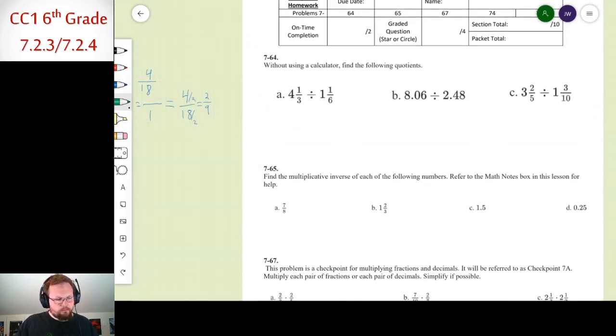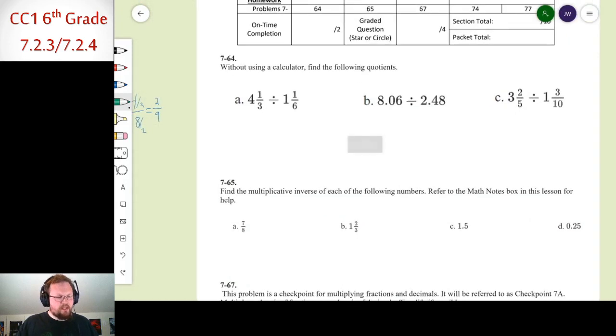On 7-164, it asks you to do this without a calculator. Couple of pieces of advice. When you have a mixed number, you need to convert that into an improper fraction. 4 times 3 is 12, plus 1 is 13 over 3. Divided by 6 times 1 is 6, plus 1 is 7. Then you can do the flip and multiply.